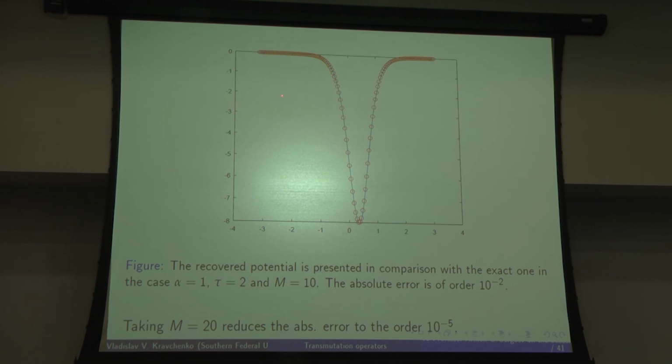The recovered potential, in this case with m equal to 10, means that only 10 terms of the representation are used. The absolute error here is already of the order 10 to minus 2. With slightly more terms, the order of error is 10 to minus 5. So more or less, this is how it works. Thank you very much.